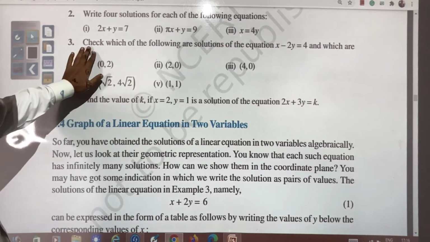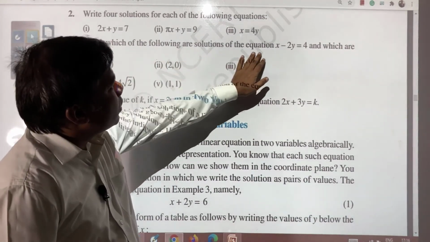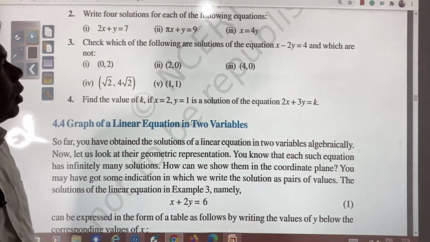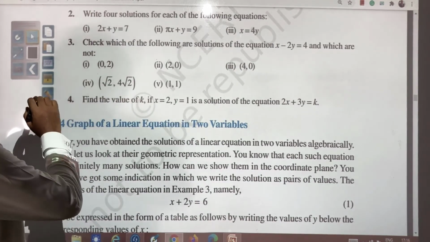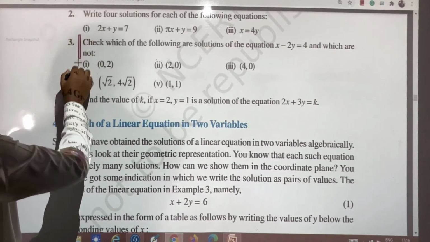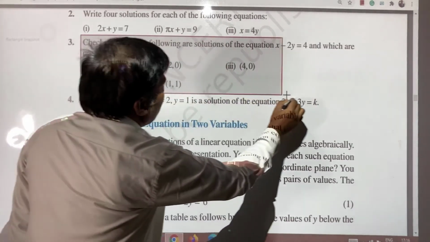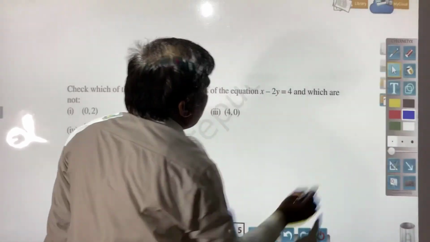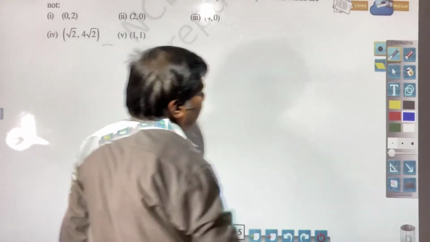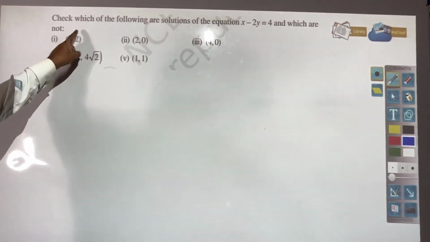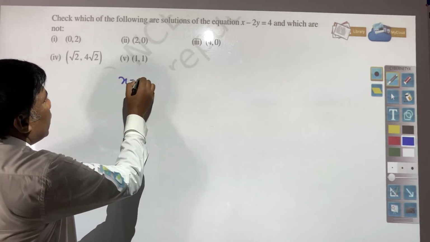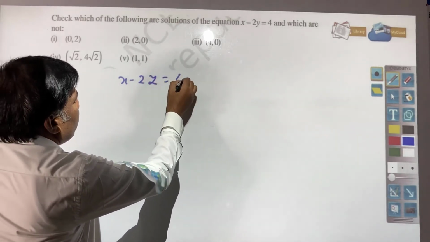Question number 3, you see, check which of the following are solutions of the equation x minus 2y is equal to 4 and which are not. So just what you need to do, just you put the value that has been given. Take which of the following are solutions of the equation x minus 2y is equal to 4.